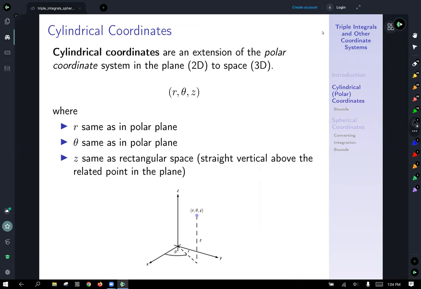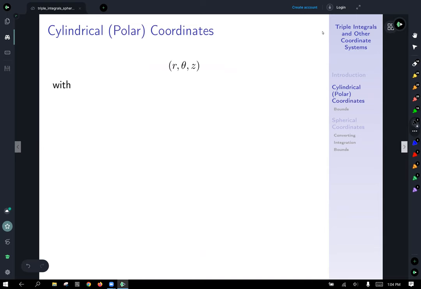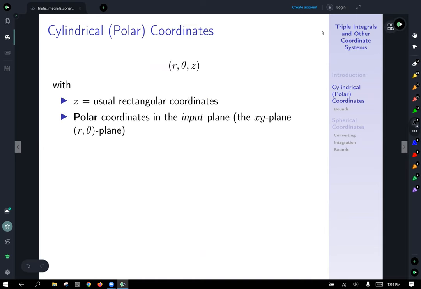Cylindrical coordinates is a common name, but really all it is, is using polar coordinates in the input plane, well, not input plane, but the xy plane, using r and theta, and then letting z be the usual sort of vertical coordinate, if you will. So z is our usual rectangular coordinate, and then polar coordinates in the input plane. I'm going to call it the input plane because you can oftentimes solve these for z, but it doesn't have to be. So the area differential used to be dx dy for the double integral in a plane, whereas now we know the polar or cylindrical area differential is r dr d theta.